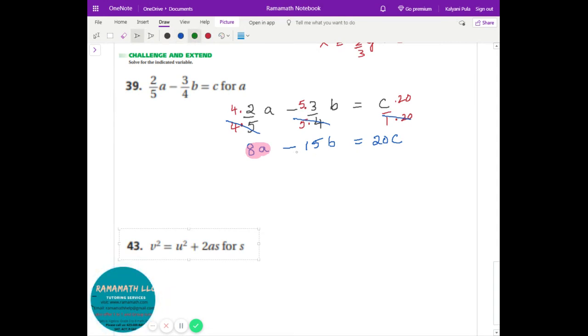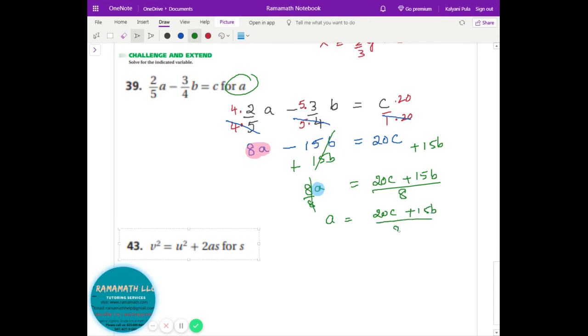Let's get rid of this. It's a minus, so the opposite is positive: add 15b here. So I got 8a equals 20c plus 15b, but I need only a. That's what I'm asked to solve for. I don't want the other one, so I'm going to get rid of that 8. So a is going to be 20c plus 15b over 8.